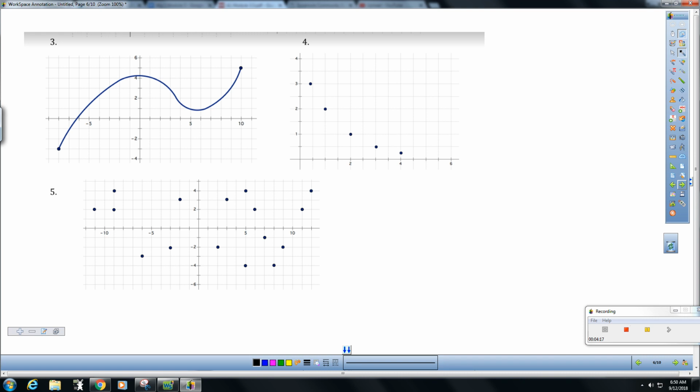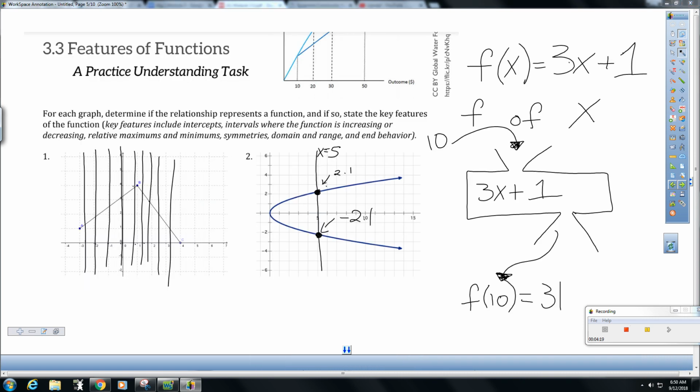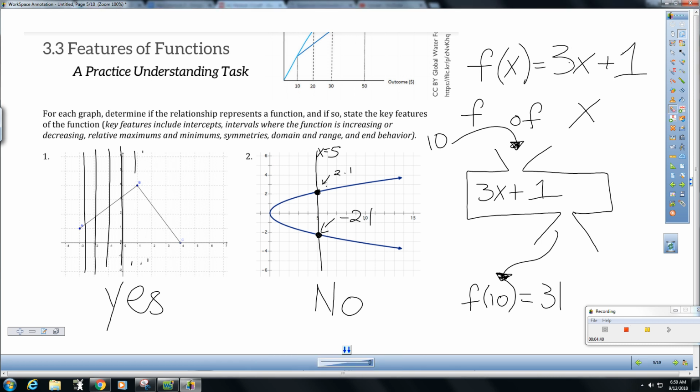Number 3. Well, here, I'm sorry. We always got to read the directions. I'm bad at that in life, and I'm bad at that when I teach. So determine if it's a function. So this one was a yes, and this is a no. If so, state the key features of the function. So let me erase all my lines so it doesn't make it so convoluted to read this. All right, so the maximum is at 1, 4.